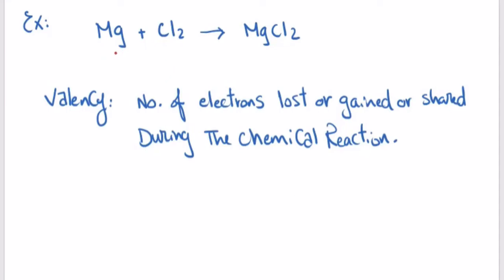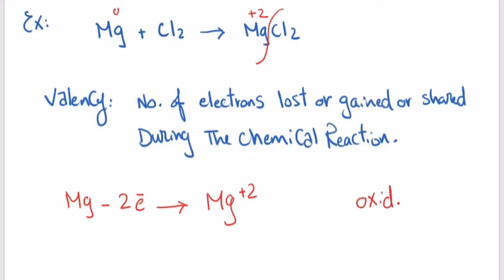For the above reaction of magnesium and chlorine gas, we have two changes. The first one, the valence of magnesium in the reactant was 0, but the valence now in the product, magnesium chloride, is positive 2. To explain this change, magnesium will lose 2 electrons from its outermost shell to form magnesium positive 2. So this reaction is classified as what? As oxidation reaction.